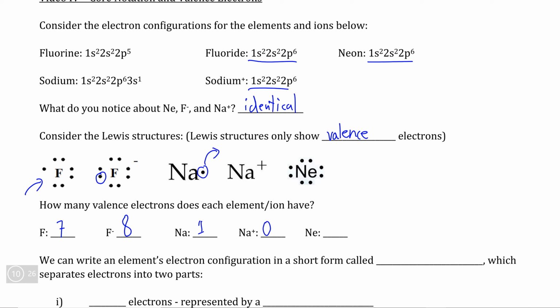And again, the Lewis structure has 0 valence electrons, although remember, a stable valence shell always has 8 valence electrons, and when sodium loses its outermost electron, the electrons underneath become the new valence shell, which is why we can also say that sodium has a stable 8 valence electrons. Neon is a noble gas, so we know that it has 8 valence electrons, which is why it starts out as being stable and why it doesn't react.